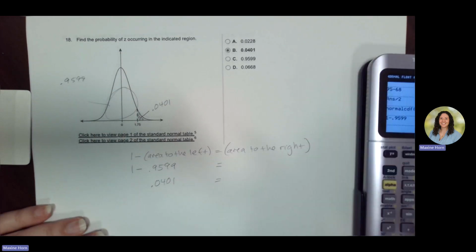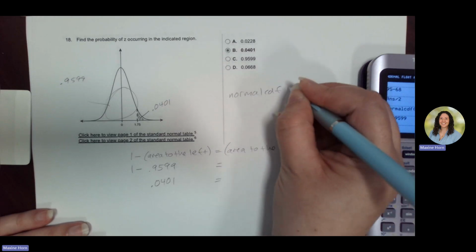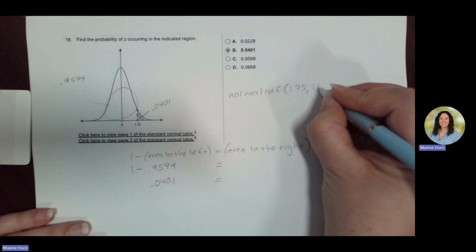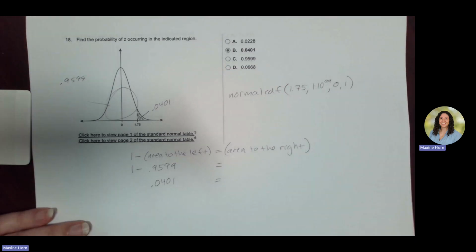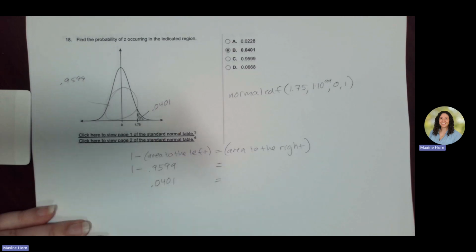And again, if we wanted to do this in our calculator, we would do second vars, normal CDF. Our lower bound is 1.75. Our upper bound is 1 times 10 to the 99th. Our mean is 0. Our standard deviation is 1. And we would get the same value because we've told it we don't have to do any 1 minus because we've already established this is my lower bound, this is my upper bound. Okay.